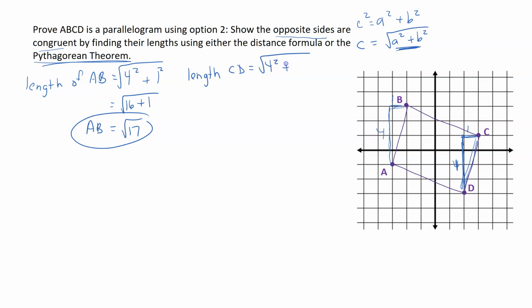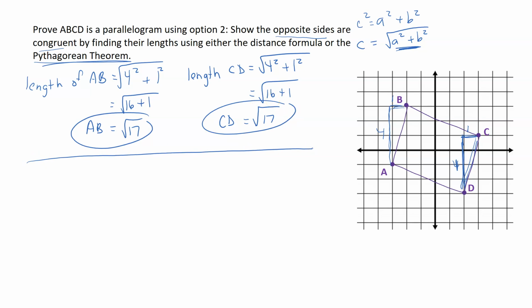We're still doing 4 squared plus 1 squared. And just go ahead and take the time to write it out. 16 plus 1, square root of 17. So CD is also equal to the square root of 17. So that shows those two are the same length. Then we're going to do the same thing. Let me switch colors for this one.